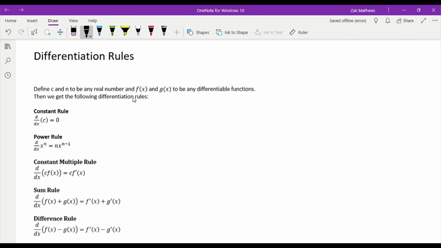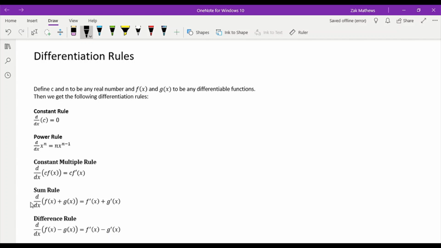So, first off, let's define c and n to be any real numbers, and f of x, g of x to be any differentiable functions. Then we get the following rules. I should note that I'm not going to prove any of the rules we see today. I'm just going to do examples of these rules. All the proofs can be found in the book, and you can find videos for how to do those as well. They're not real difficult, especially some of these earlier ones. The sum and difference, pretty easy. The product and quotient rules are a little bit more challenging. Really not too challenging until we get to the chain rule, which will be a later video.